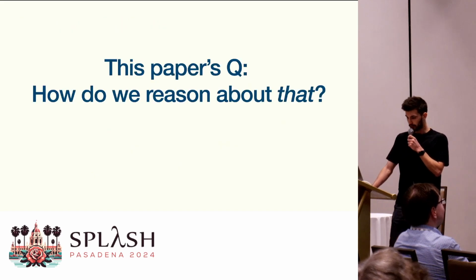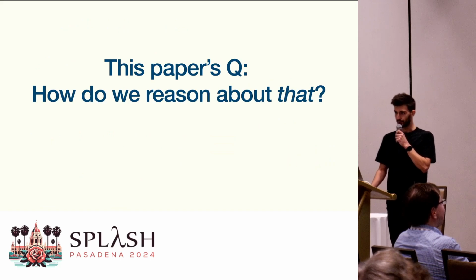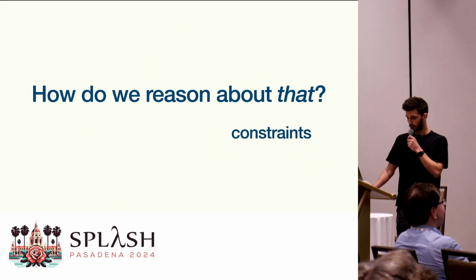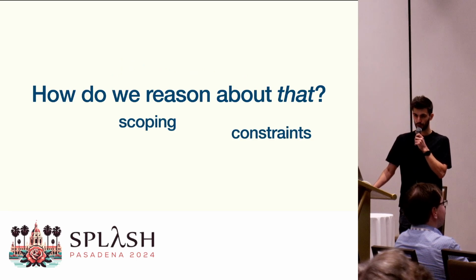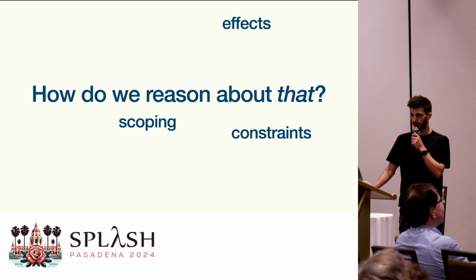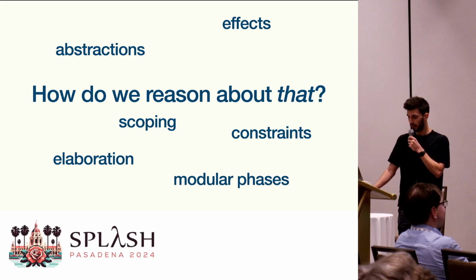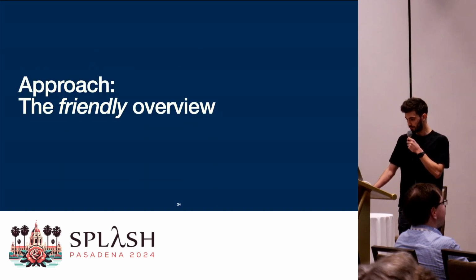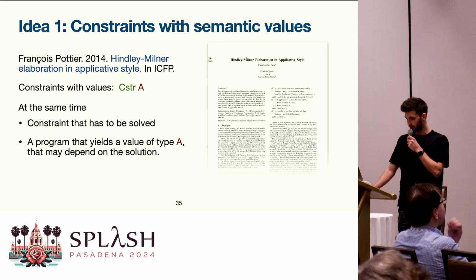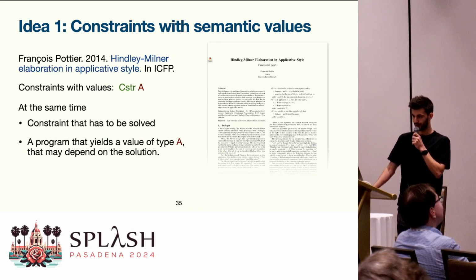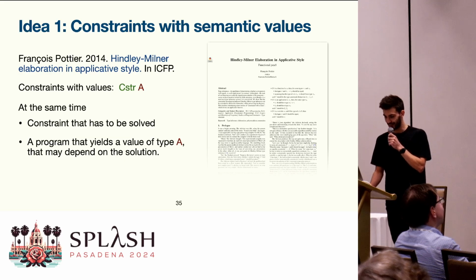So this paper's question is, how do we reason about these kinds of type inference algorithms, where we have constraints and we need to reason about scoping, particularly about existentially quantified type variables. There's effectful programming happening. There's state and option. There's abstractions. We're using monads. We need to elaborate to explicitly typed programs, and we have these multiple phases going on. I'll try to give you a friendly overview, and if there's some time, I'll show you the nitty-gritty details.